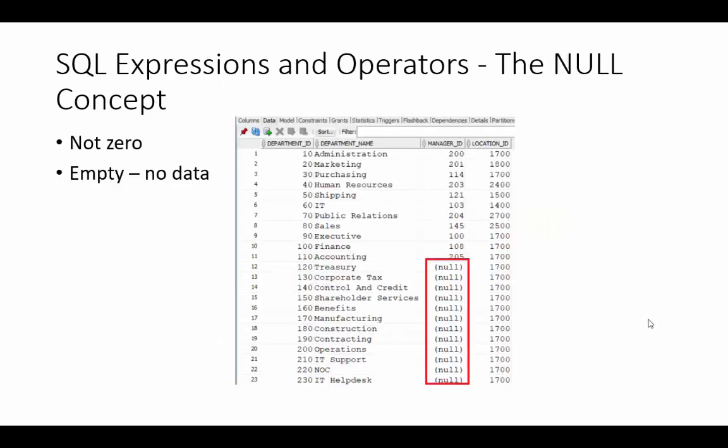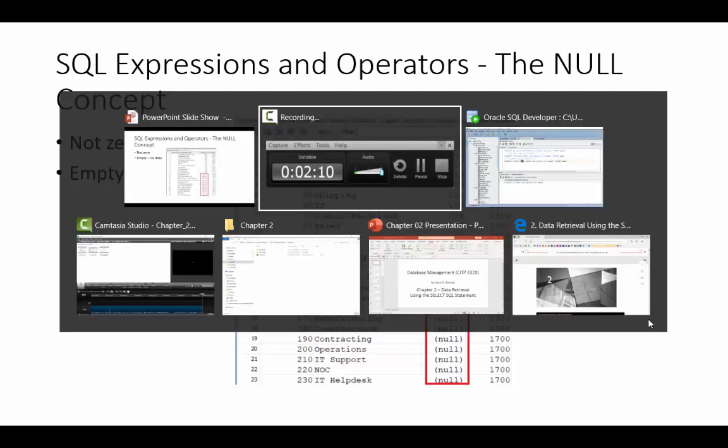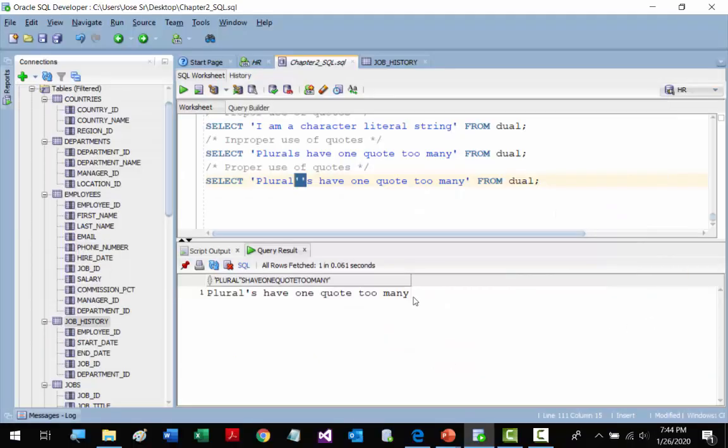Now we go to the null concept. The null concept is basically no data in the fields in the database. It's not a zero, it's not a space, it's empty. So let's go look at a table that has null values.